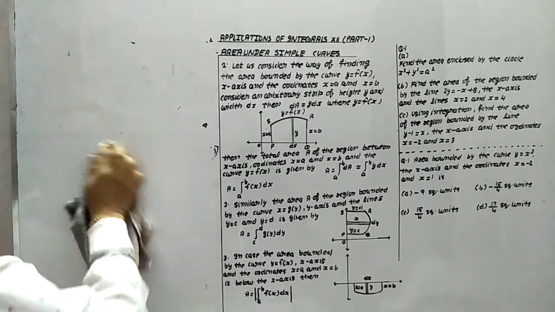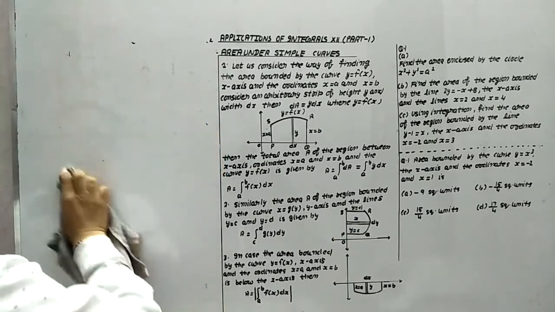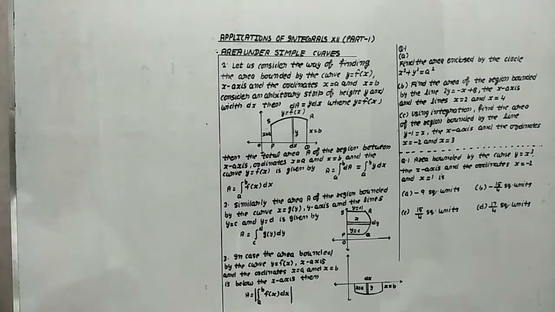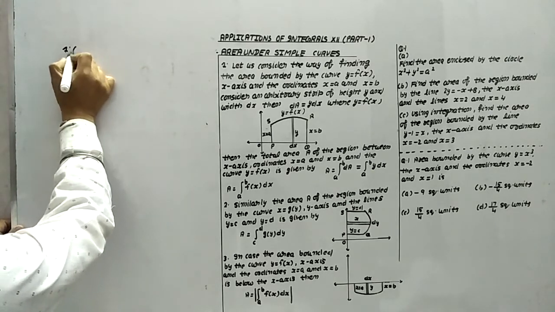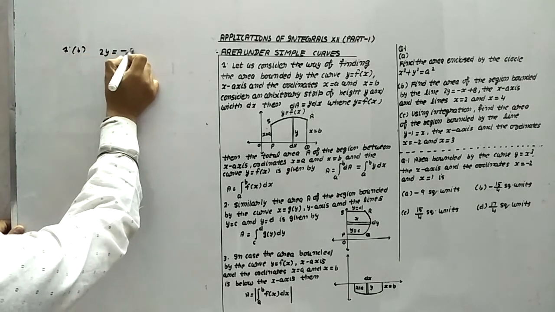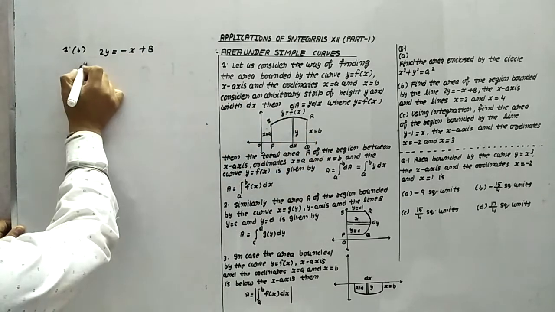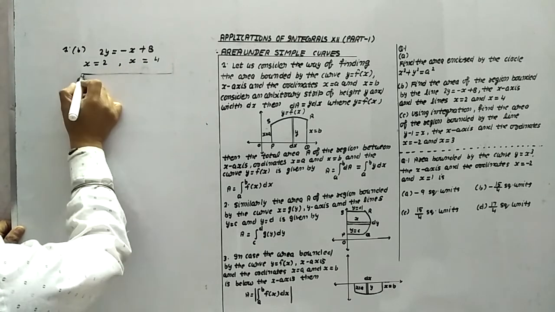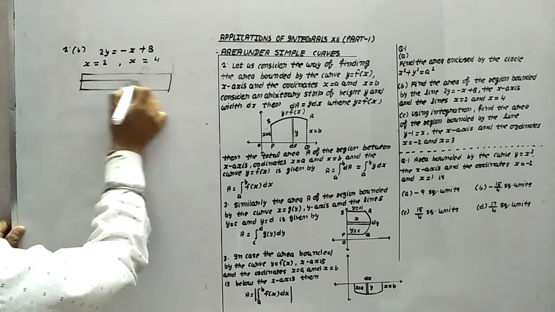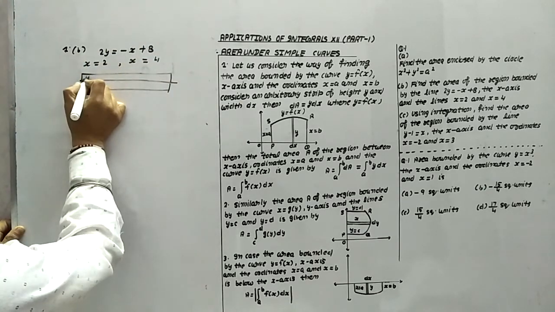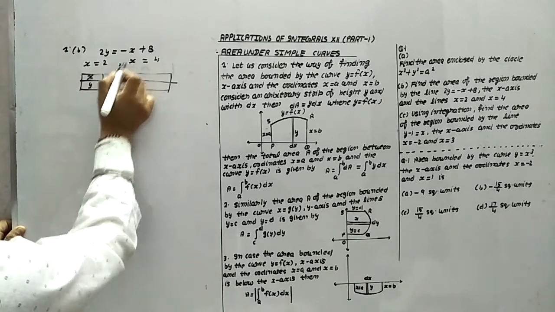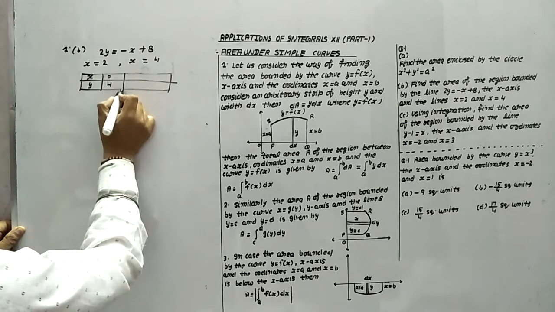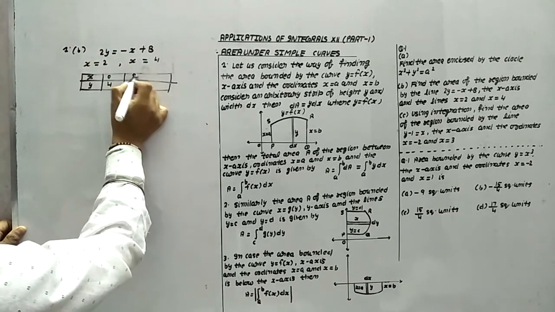We will solve this b part. In this b part, what they are saying is we have to find out the area of the region bounded by the line 2y is equal to minus x plus 8, the x axis, and the lines x is equal to 2 and x is equal to 4. First of all, we will draw a simple figure for this line. Let us suppose this is x, this is y. If x is 0, what is y? y is 4. And if y is 0, it means x is equal to 8.